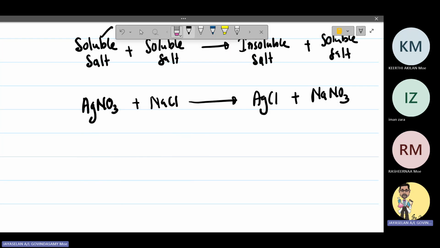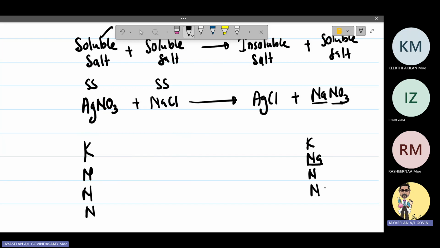Okay, so now what reaction is this? You already know this is soluble, and this is soluble. Why do you know? Because I memorized this one only. Soluble, so one here should be insoluble and the other should be soluble. Which one is insoluble? You memorize K, N, N, N only. So here we have sodium ion and nitrate ion. So this is soluble, this is insoluble. So what is the name of this reaction? Double decomposition.